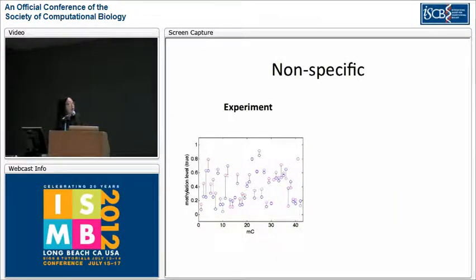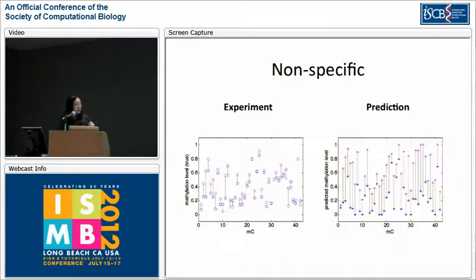And then this is an example of a non-cell-specific methylated region. Again, experimental. So the methylation levels are really mixed up quite a bit between the two alleles. And this is the prediction. Again, the pattern tracks. Of course, the algorithm tends to exaggerate the separation a little bit, but not too much.